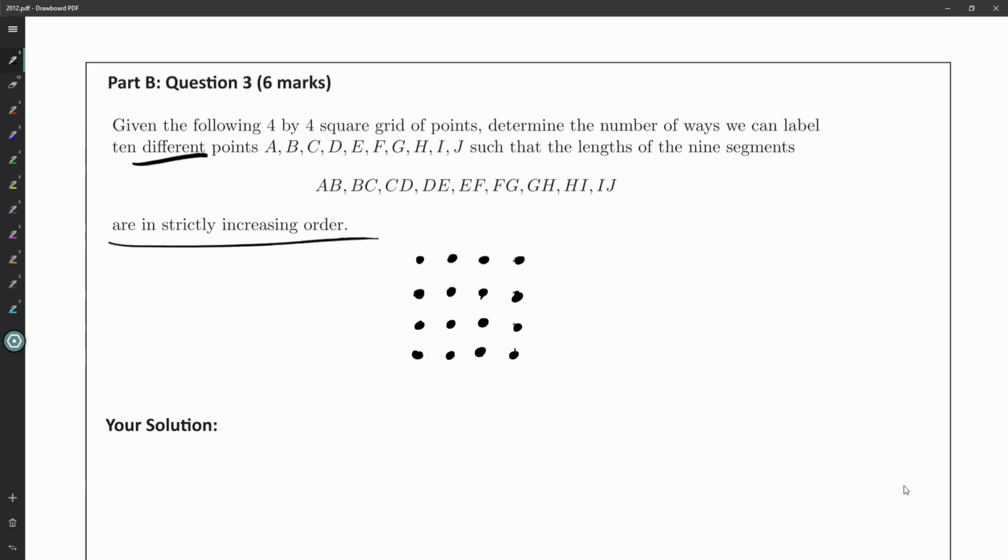Now, this might seem sort of overwhelming at first. There's lots of ways to place 10 points on a grid of 16. And what are they talking about? Lengths and strictly increasing order here. Now, the strictly increasing order, I think, is going to be important because it means the lengths are different. And with such a restricted grid, I have a feeling there's only so many lengths we can do. There might just be 9. There might be a 10th one, in which case then we have to play around with cases.